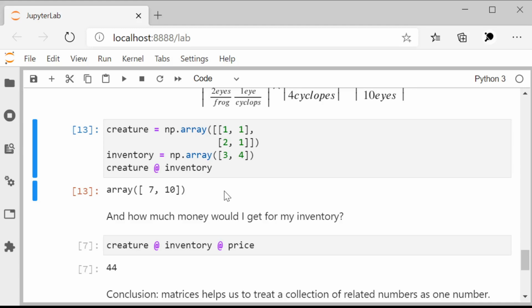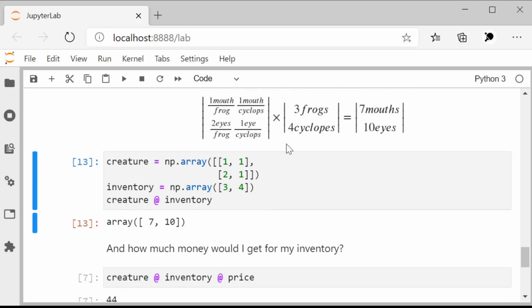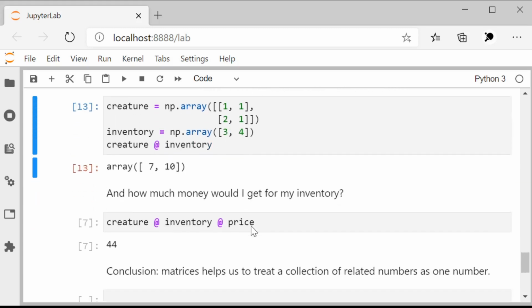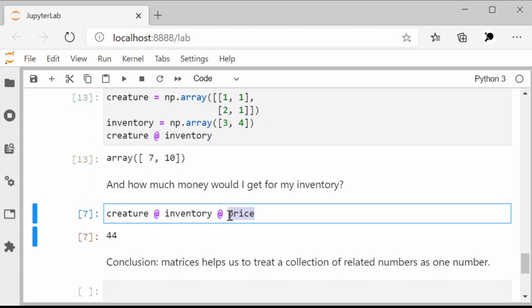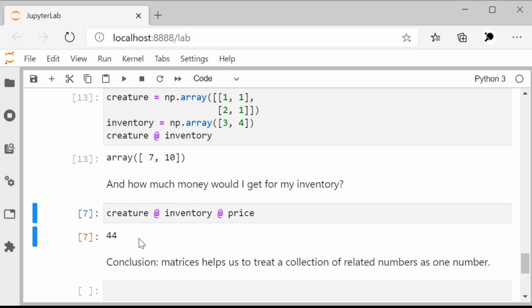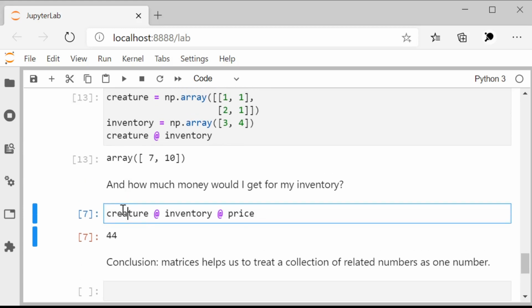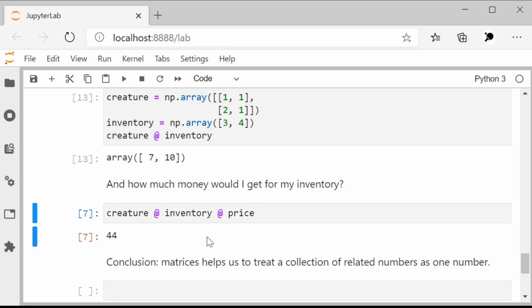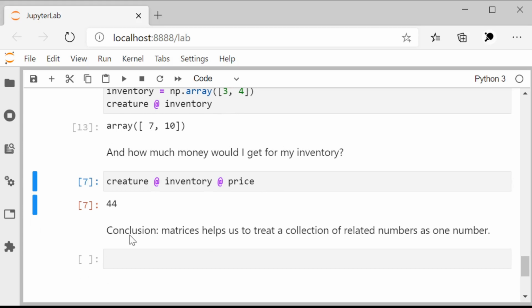Now that I have 7 mouths and 10 eyes from my 3 frogs and 4 cyclopes, I am eager to sell them for money. And I already have my price list, which is $2 per mouth and $3 per eye. I want to know how much money I would get if I sold my whole inventory of frogs and cyclopes. All I have to do is, again, multiply my creature matrix, which contains the number of body parts, and inventory, which contains the number of creatures. And now I just multiply by price, which is the dollar amount for every body part. And boom, I get my $44.